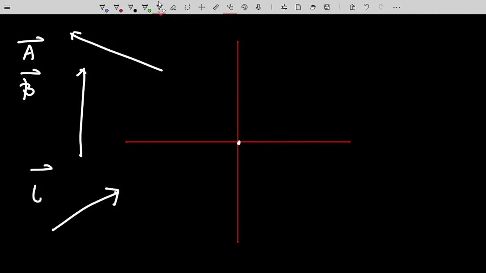Again, your first thing to do is to draw your first vector starting from your central axis. Now it should be like this one. Now this should be your vector A.